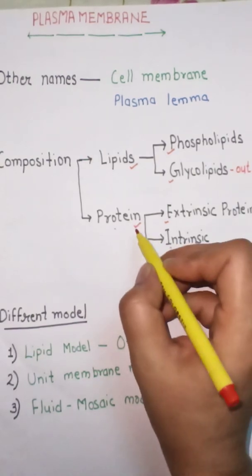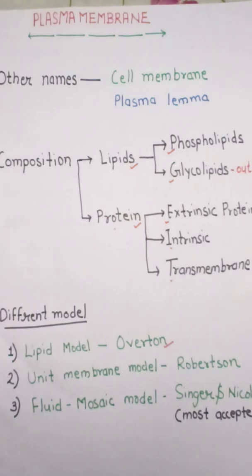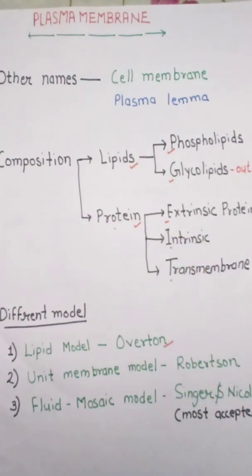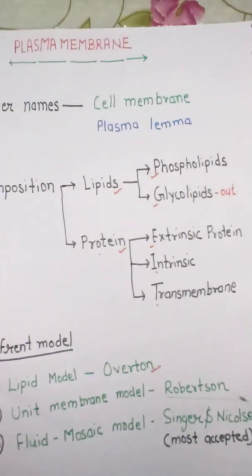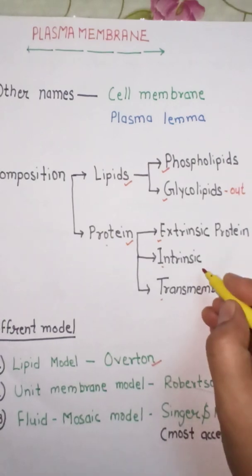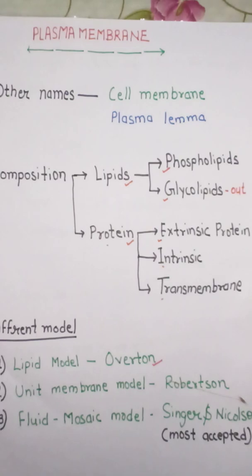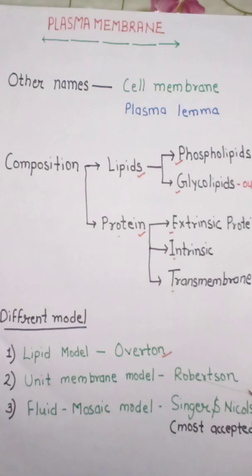The second main component present in the plasma membrane is protein. And there are mainly three types of protein found in plasma membrane. The first type is extrinsic protein. Extrinsic proteins are those proteins which can be easily detached from the plasma membrane. The second one is intrinsic protein. Intrinsic proteins are not easily separable. And the third one is called transmembrane protein. These are also called channel protein, and the transmembrane protein has faces on both sides, outer leaflet and inner leaflet of the plasma membrane.